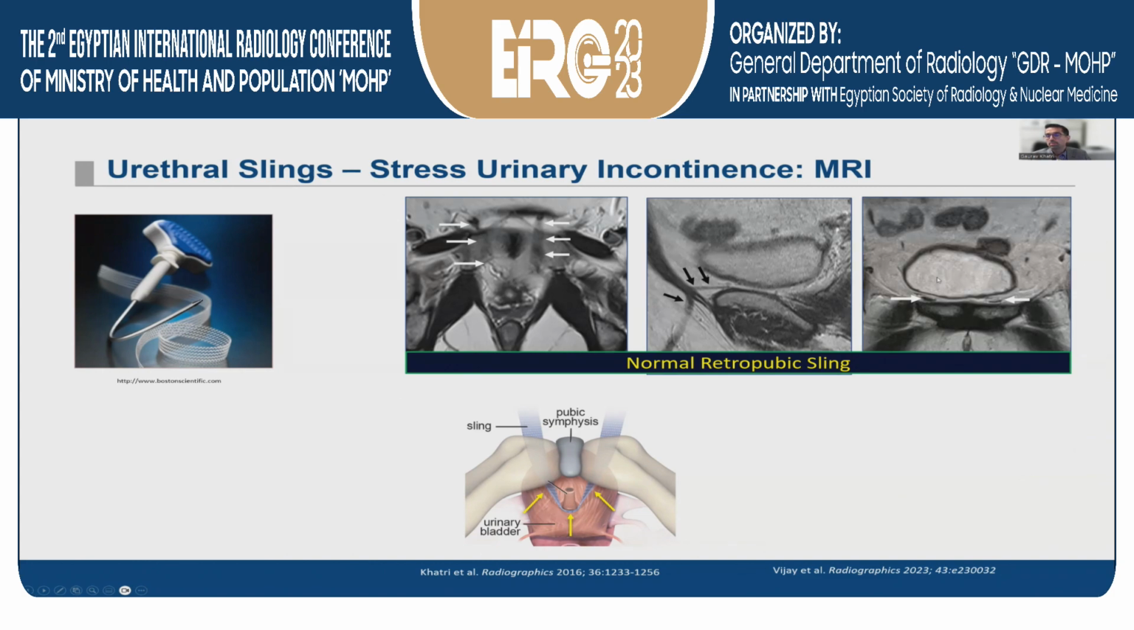On the coronal image, very important, you want to see this to be on either side of midline, okay? It should be like this thin, slit-like structure between the bladder and the pubic bone. You should have fat between the sling and the bladder. It should not be sitting right up against the bladder. If it's right up against the bladder or causing bladder wall thickening, you have to worry about bladder erosion.